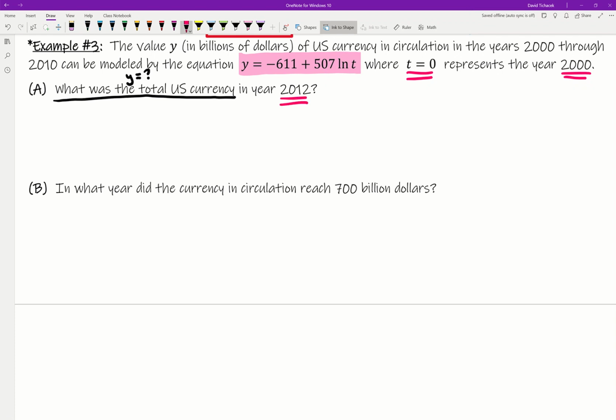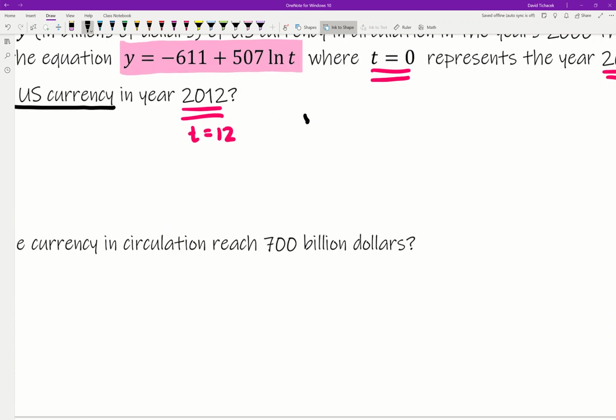In 2012, since t equals 0 corresponds to 2000, then t would be equal to 12. So literally all we're going to ask you to do here is take your equation, which says y is equal to negative 611 plus 507 times the natural log of t. We're just going to ask you to plug in your t value, which is 12, corresponding to 2012.